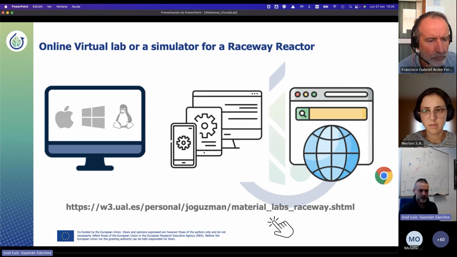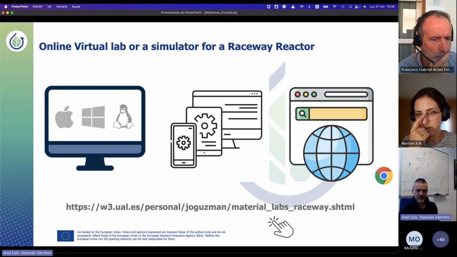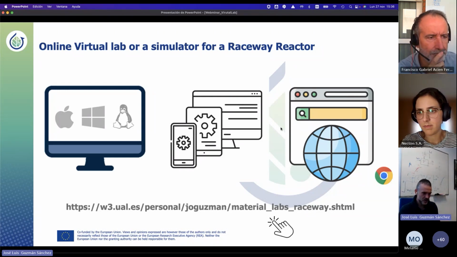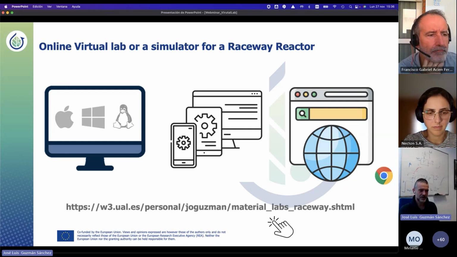So as I told you before, the important issue of this simulator with respect to others developed in the literature is that it can be run in any operating system. It's also run in any device, mobile phone, tablet, or a computer. And the only thing you need is a web browser. We recommend the use of Chrome, but it can be run in any other web browser. And down there, you have the link where you can just access the virtual lab online, or you can download it in your computer or your tablet or the smartphone.